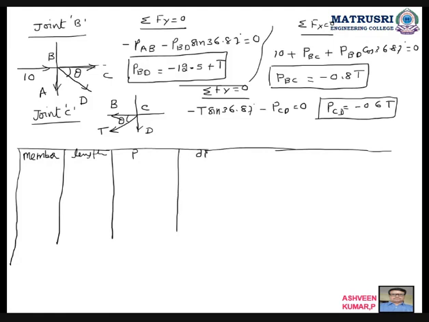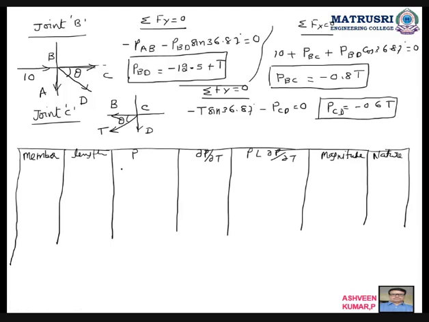then dou P by dou T, then PL, dou P by dou T, then magnitude, then nature. Nature means compression or tension. So what are the members we are having? You check it out. I have made it into boxes. All the things I have made in boxes.